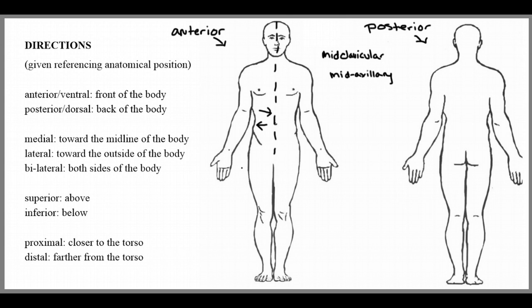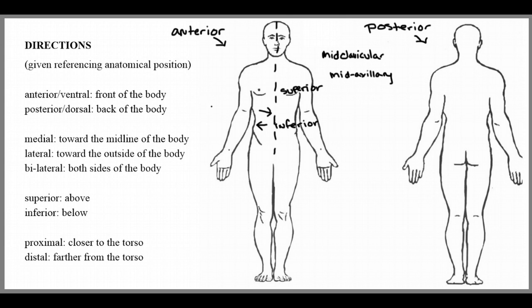Superior refers to above, and inferior refers to below. I'll use the nipples and the navel as an example. The nipples are superior to the navel. The navel is inferior to the nipples.